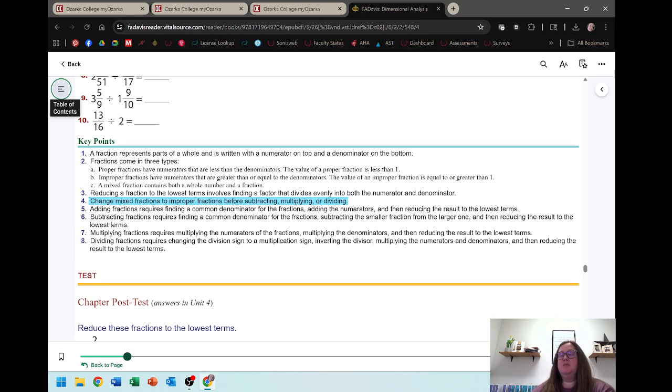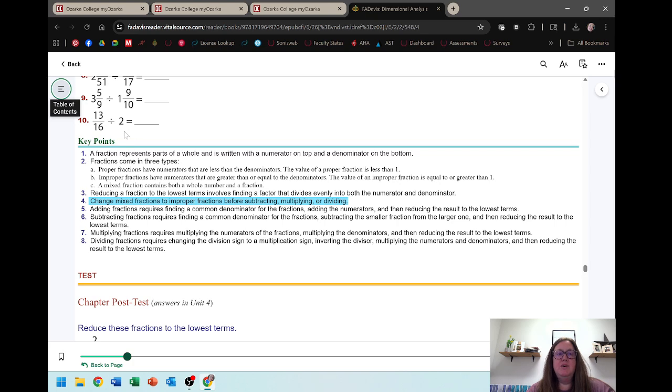And then our key points, just a brief review. Fractions represent a part of a whole. Numerator on top, denominator on bottom. 3 types of fractions: proper, improper, and mixed. We want to always reduce fractions to lowest terms before we give our final answer. We have to make sure we change mixed fractions to improper fractions before we can do any calculations with them. When we're adding or subtracting fractions, we do have to find a common denominator. Okay, so that's the key points for this chapter.